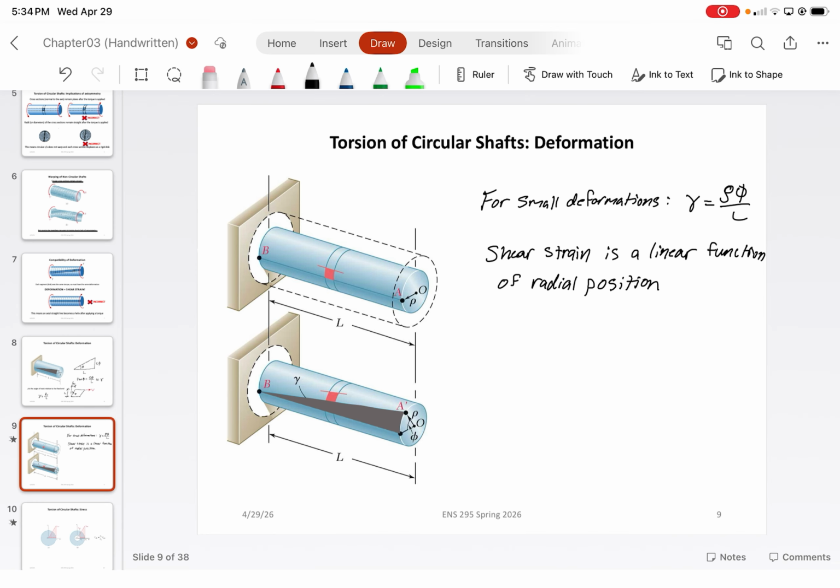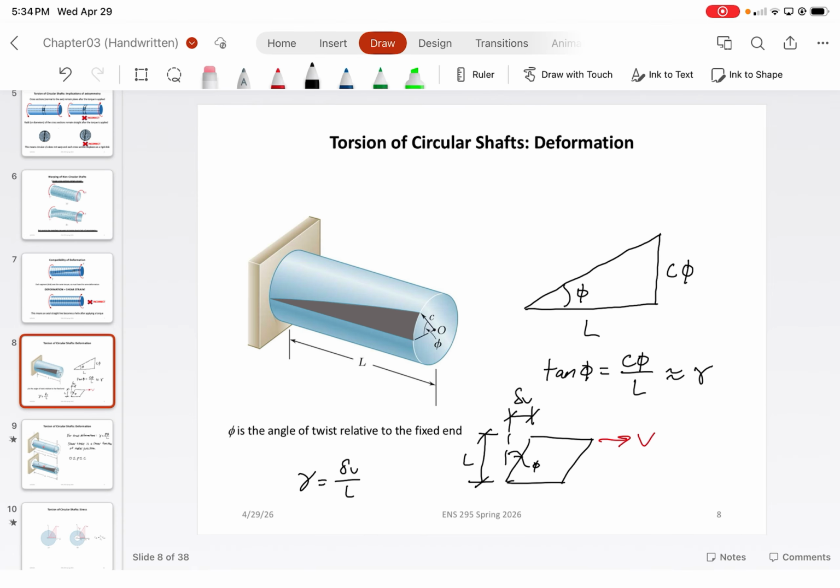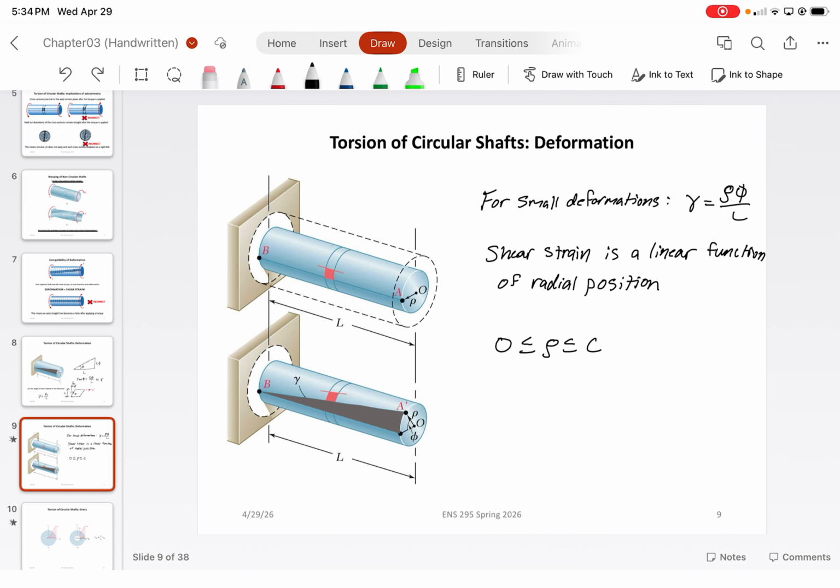And it basically varies from 0 at the center of rotation to just C. So in this case, 0 is less than or equal to rho, which is less than or equal to C, which C was what we specified there. C being the max radius of the circle.